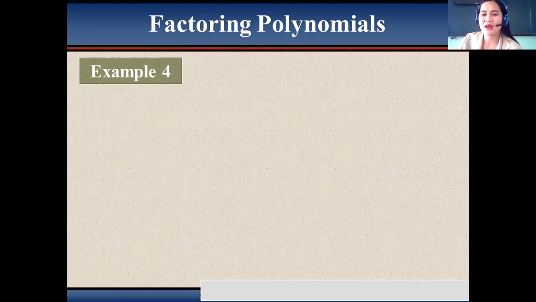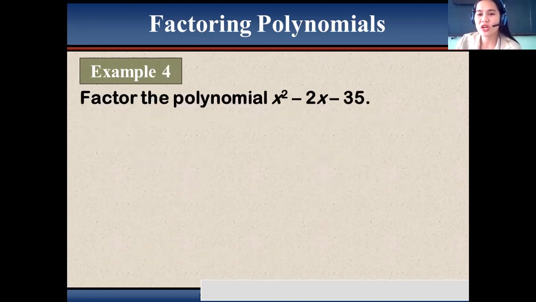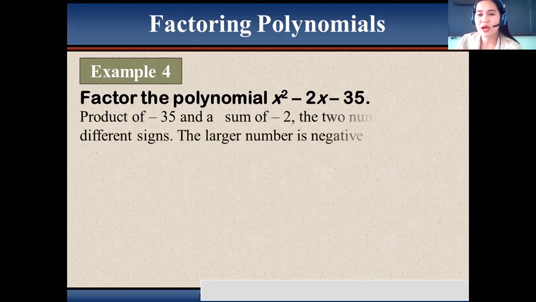Okay, we have another one, x squared minus 2x minus 35. So ito yung clue number 3 kasi the last term is negative. So dapat yung dalawang numbers have different signs. The larger number must be what? Negative or positive? Negative. Bakit man? Dito tayo magbe-base sa middle term natin, yung nasa gitna. Pag negative yan, then negative dapat yung sign ng larger number, yung malaking number.